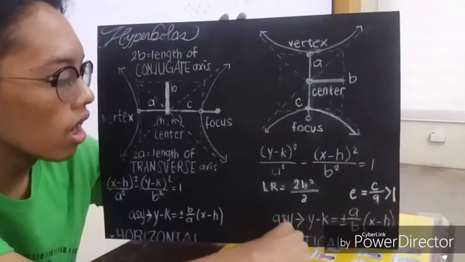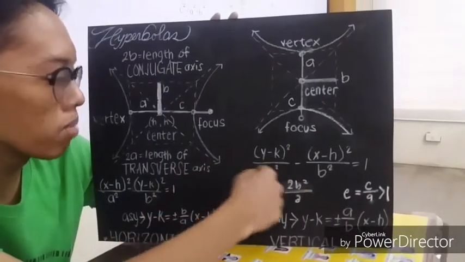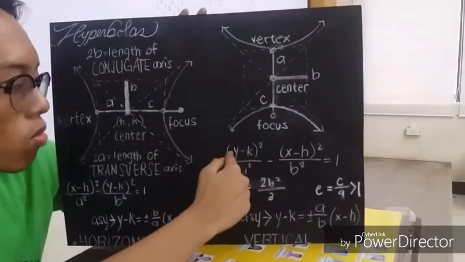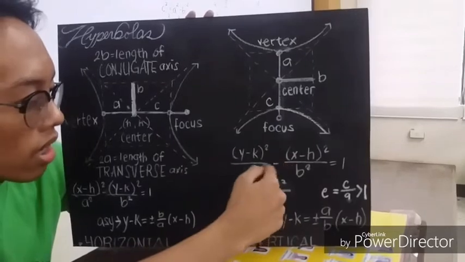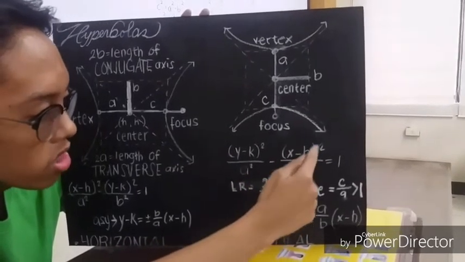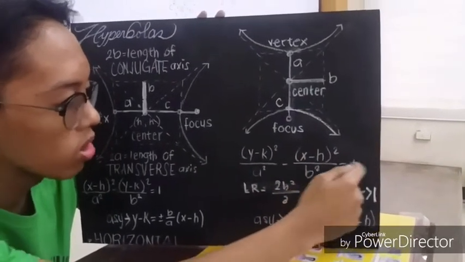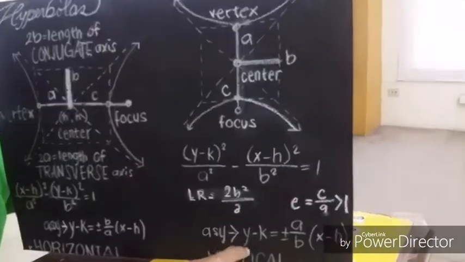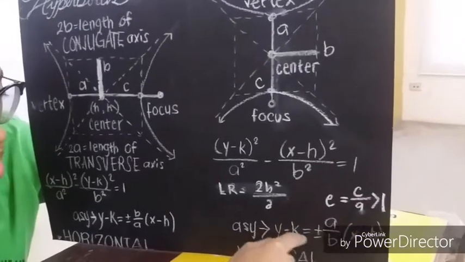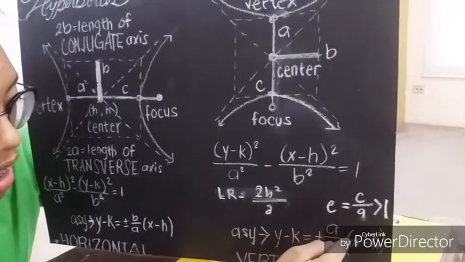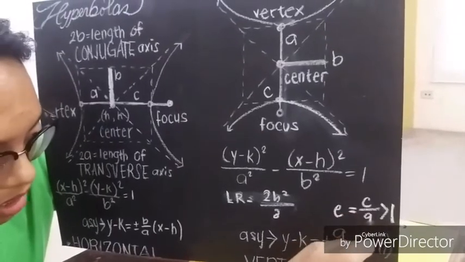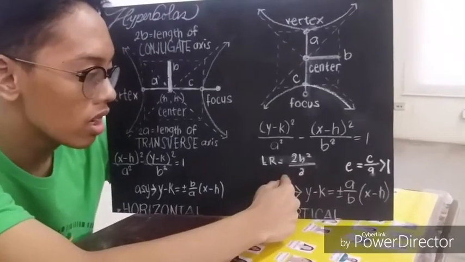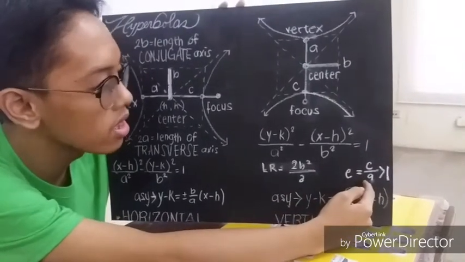Now for the vertical, we will use the same formula but with a slight difference: instead of x minus h first, it is (y minus k) squared over a squared minus (x minus h) squared over b squared equals 1. Its asymptote is also the same formula but slightly different, where y minus k equals plus or minus a divided by b times (x minus h). To find its latus rectum is still the same formula, and it's also the same with the eccentricity.